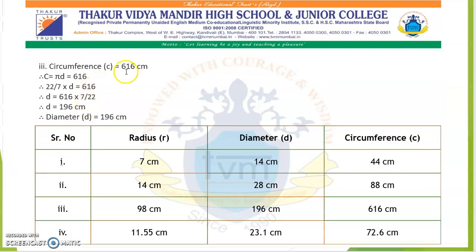See, circumference is given, 616 centimeter. We can use the formula C equal to pi d equal to 616. See here, what is the value of pi? 22 upon 7. Diameter is not given, so 22 upon 7 into d equal to 616. Cross multiply, 7 will go up and 22 will come down. 616 into 7 upon 22. After cancellation, we get the diameter equal to 196 centimeter.